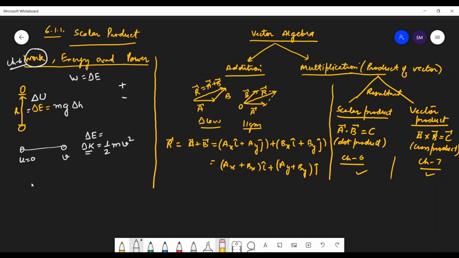Now, another formula of work that we have done is work done is equal to force into displacement. F into D, some of the time we write it as F. If displacement is S, then F into S. Now, I have a case over here.